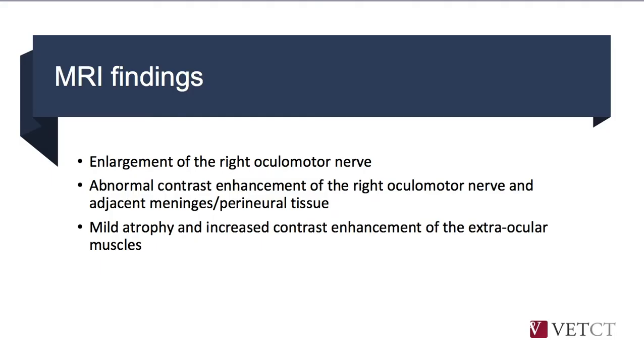So in conclusion, the MRI showed the presence of enlargement of the right oculomotor nerve in the middle cranial fossa, and extending into the orbital fissure. There was abnormal contrast enhancement of the right oculomotor nerve and the adjacent meninges or perineural tissues. And we saw some changes in the extraocular muscles, which were suggestive of denervation. There were no visible signs of extension of pathology into the brainstem or mesencephalon, and the rest of the brain was otherwise normal. Likewise, the rest of the cranial nerves appeared to be unaffected and were normal.